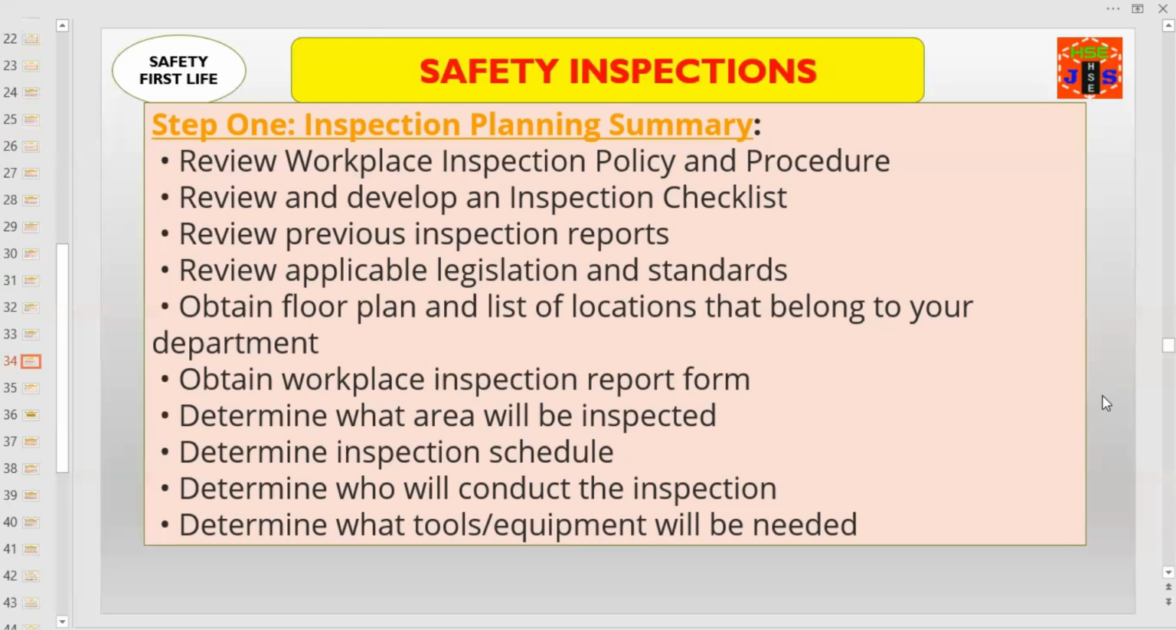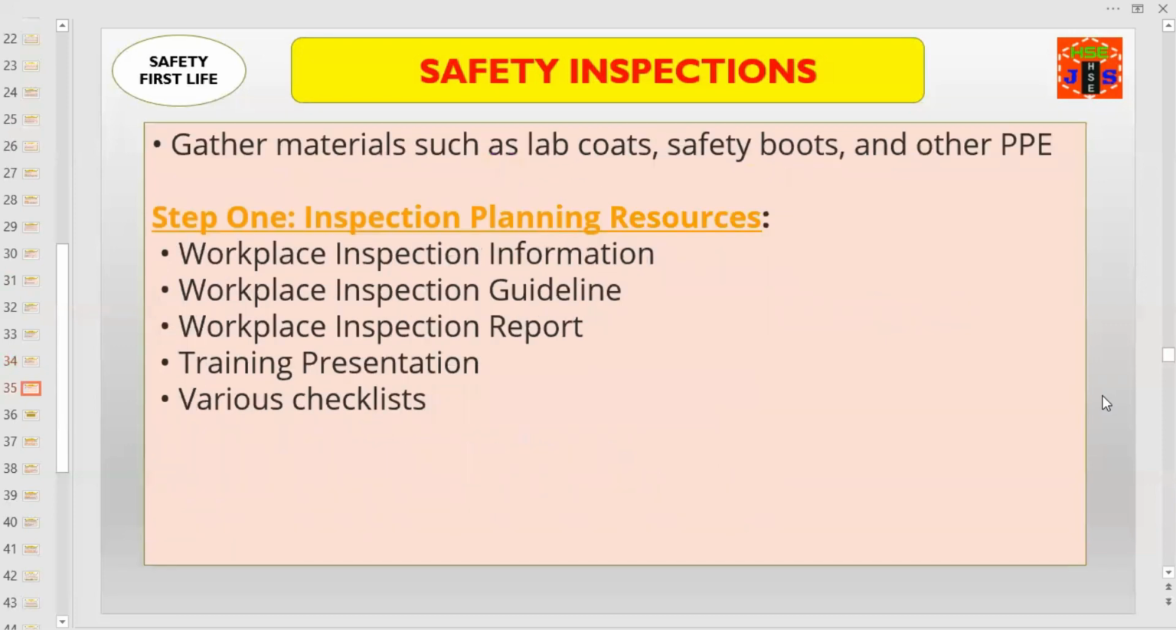Point number 7, determine what area will be inspected. Point number 8, determine inspection schedule. Point number 9, determine who will conduct the inspection. Point number 10, determine what tools or equipment will be needed during the site safety inspection. And point number 11, get the materials such as lab coats, safety boots, or other personal protective equipment as per the nature of the project and the site operations.